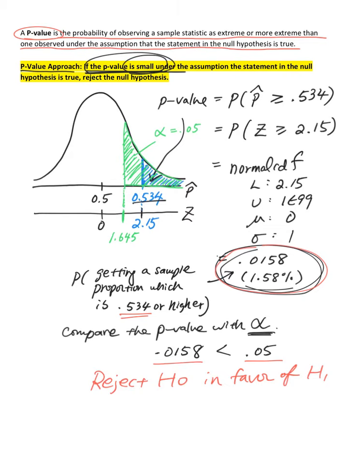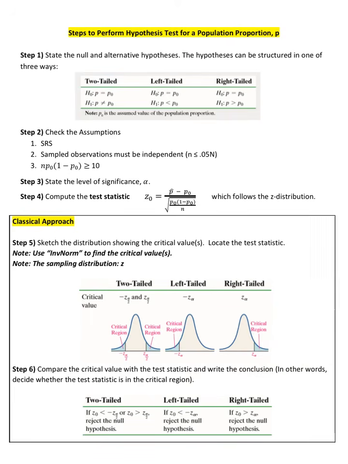At this point, we've introduced a pretty complicated new topic, this idea of hypothesis testing. On the next page, I'm going to give you a more concrete structure of steps to perform hypothesis tests. Okay, let's go to the next page. Here are the steps to perform a hypothesis test for a population proportion p. Step 1: state the null and alternative hypotheses.